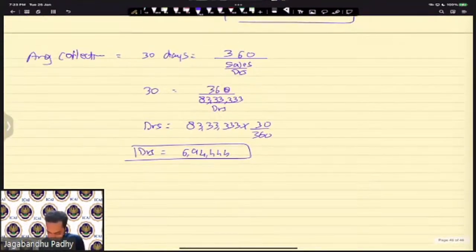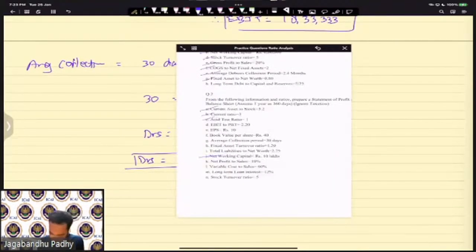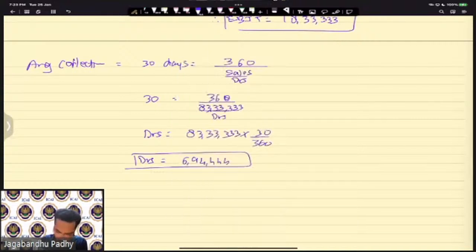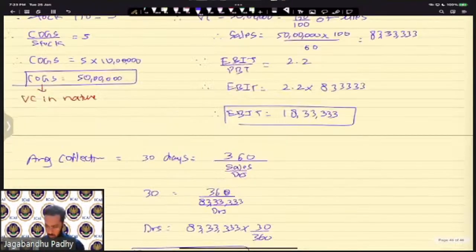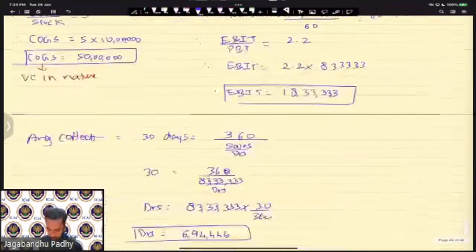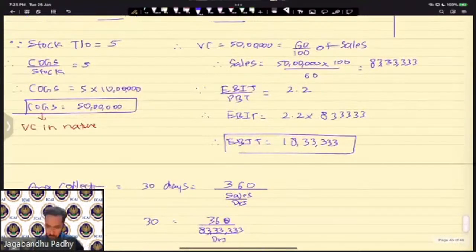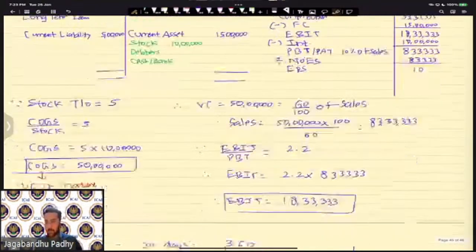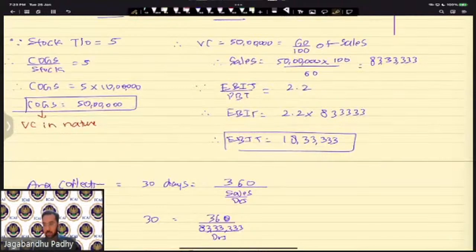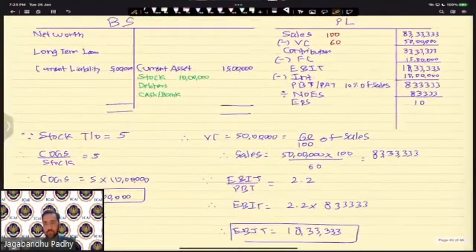Is it 30 days? Yeah, average collection period is 30 days. So the debtors will be 83,33,333 into 30 by 360. We'll do one thing, guys. There is some error going on here. We'll take a break now. Just take a break of 10 minutes. Post that, we will try to resolve this. Okay, let's take a break, guys.